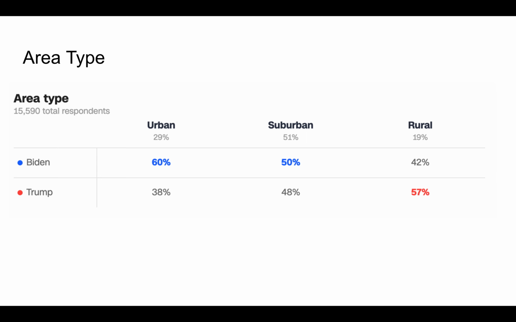Now, suburban areas typically vote for Republicans by 1 or 2 points. However, this is an area that has shifted towards the Democratic Party, and in 2020, Biden did win suburbanites by 2%. Notice that a majority of these voters are suburban voters, which makes elections very competitive because they are a very swing block of the population.